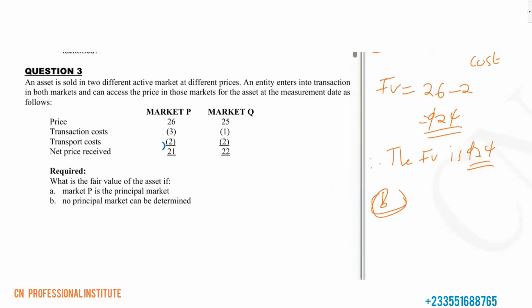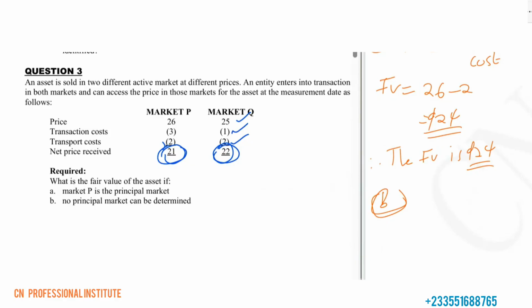So what we do is we pick the selling prices, we have them there. Transaction is there, transport is there, and they did the deductions already for us. So market P 26 minus 3 minus 2 we get 21. In market Q, we have 25 minus 1 minus 2. We have 22. So they have given us the net amount already. So if you compare the two, we see that the higher is what?